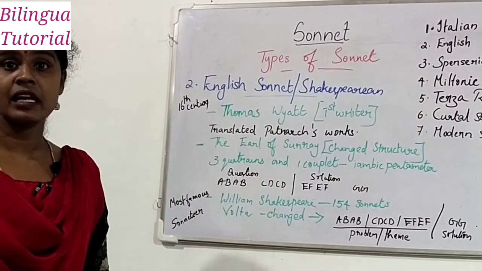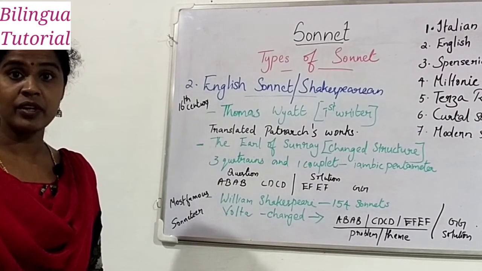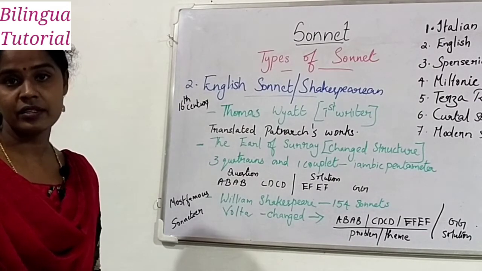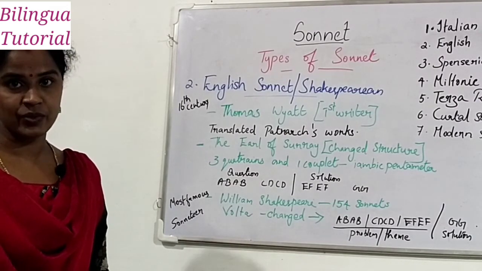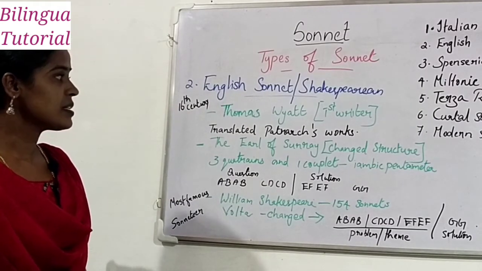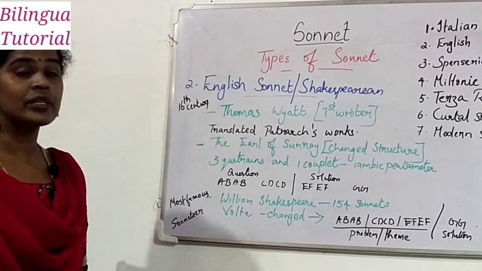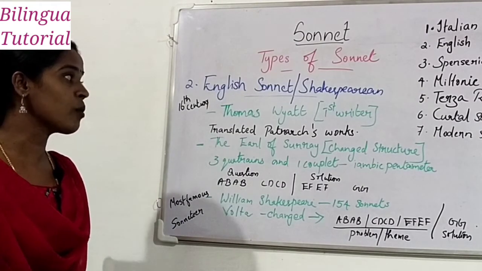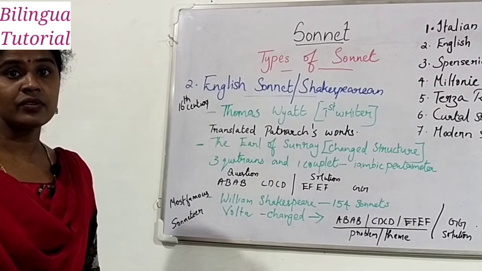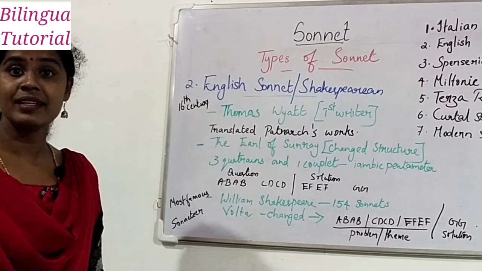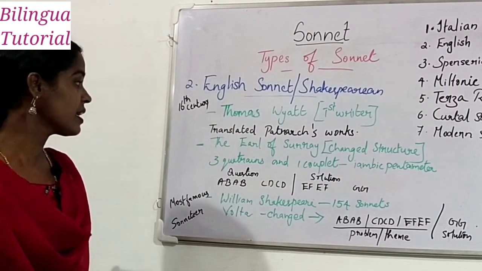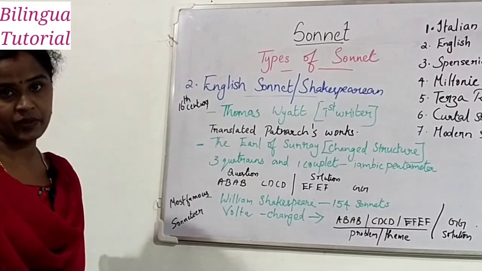Next, it is the English or Shakespearean or Elizabethan sonnet. The English sonnet began in the 16th century at the time of Queen Elizabeth. The first writer who wrote English sonnets is Thomas Wyatt. Actually, he didn't write new ones, he translated Petrarch's sonnets into English. Then the second one is the Earl of Surrey.